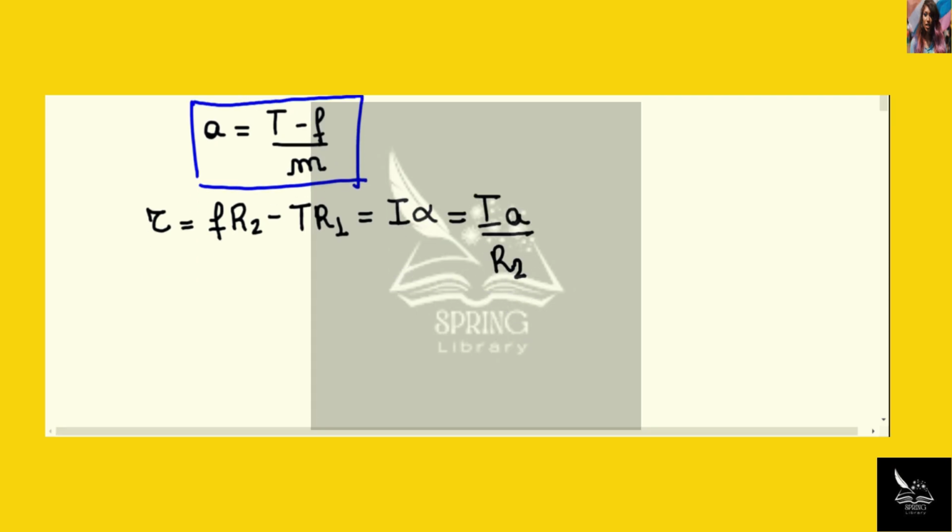So I'm just gonna substitute A into this last equation. So we have F R2 minus T R1. This is equal to I times A, which is I times (T minus F) divided by M.